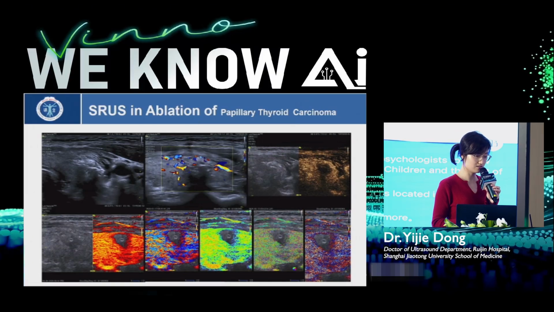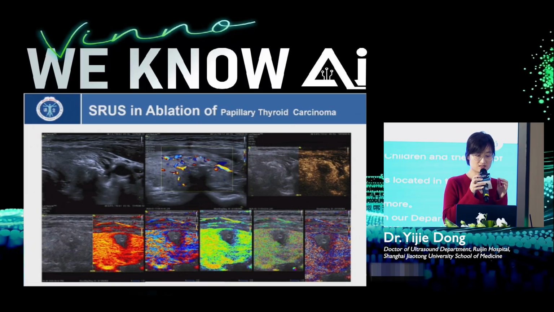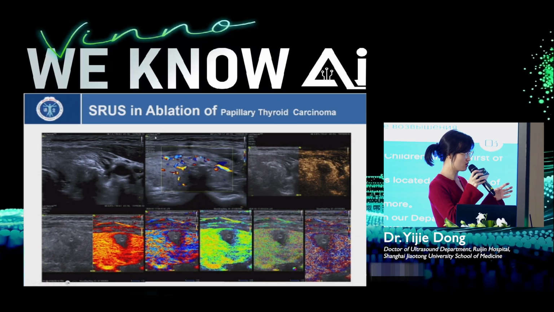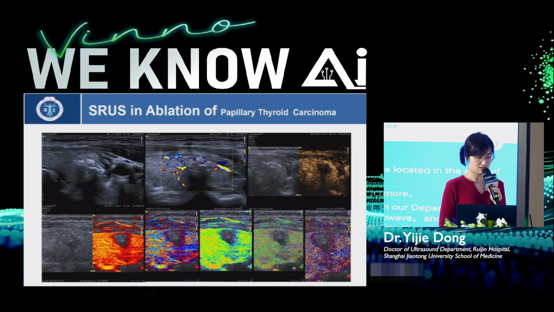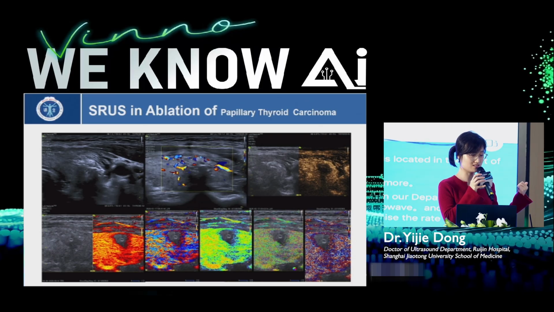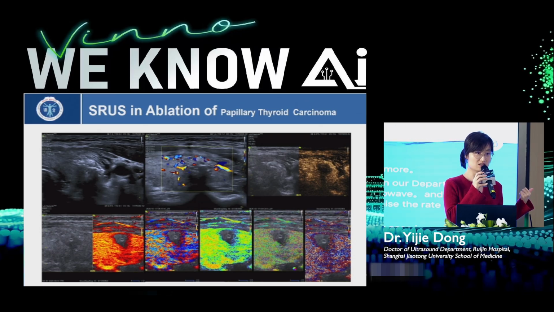Let's see the nodules that have already been ablated. After the ablation, we can see the hole, a large hole. That's the right place. Previously it was the tumor, but now this is the necrosis part.